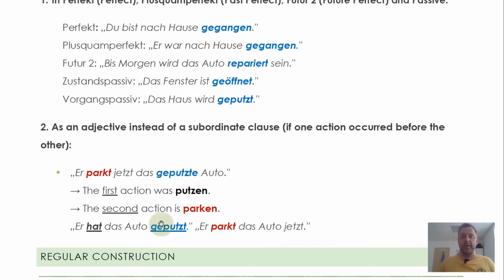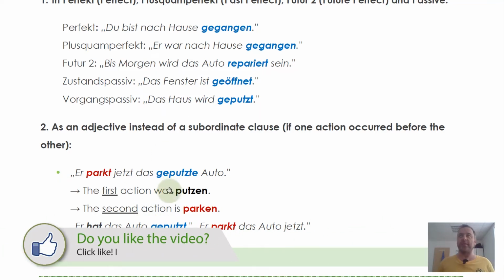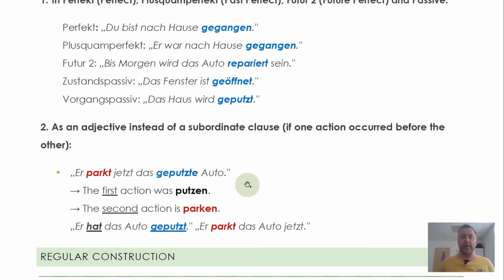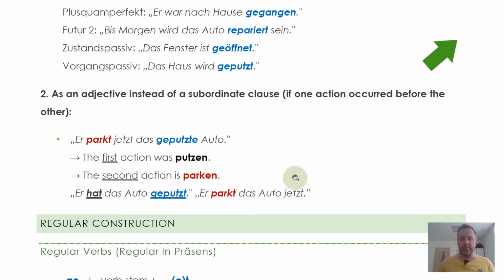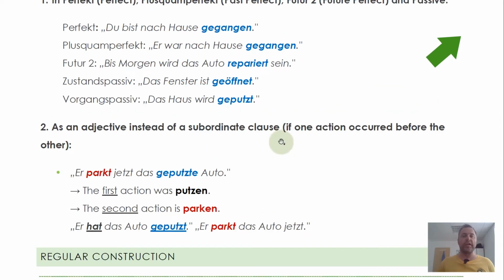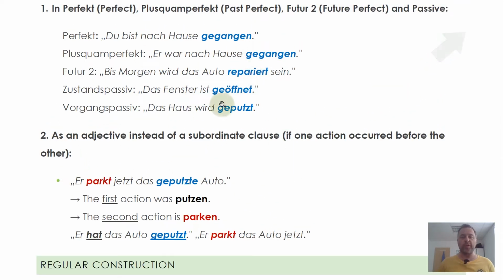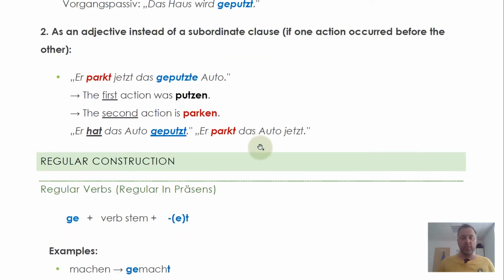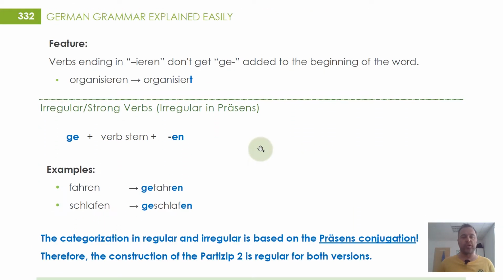This is important because if it's happening at the same time, you have to use the present participle, the Partizip 1. If you don't know what that is, or if you want to know more about it, check out the link in the info card. There will be a link to my video about the present participle in German for you. So now that we have figured out when to use it, pretty much the same as in English, we will have a look at how to create it.